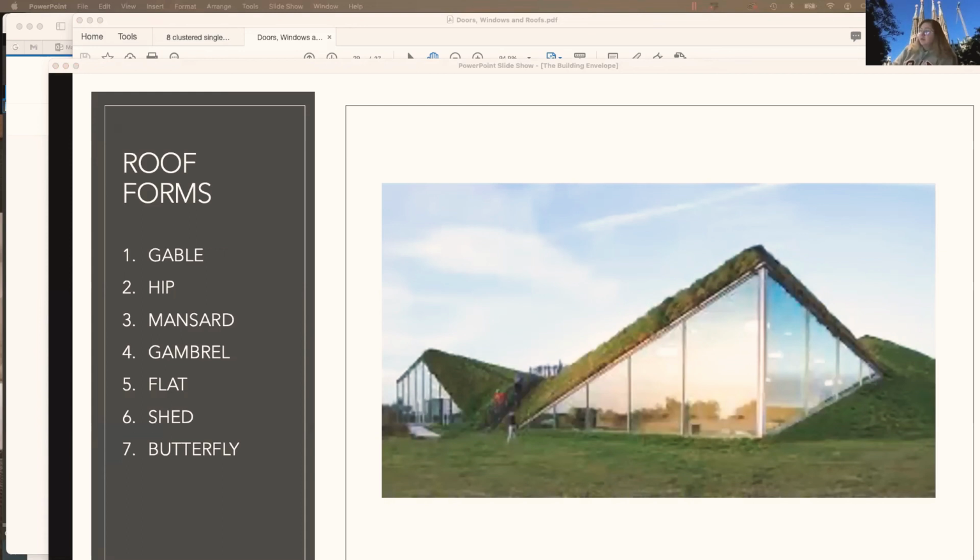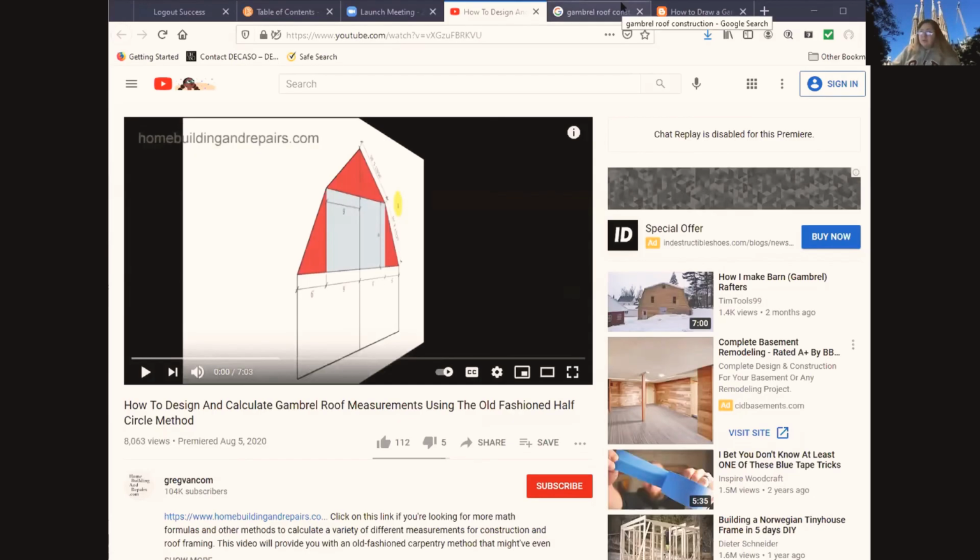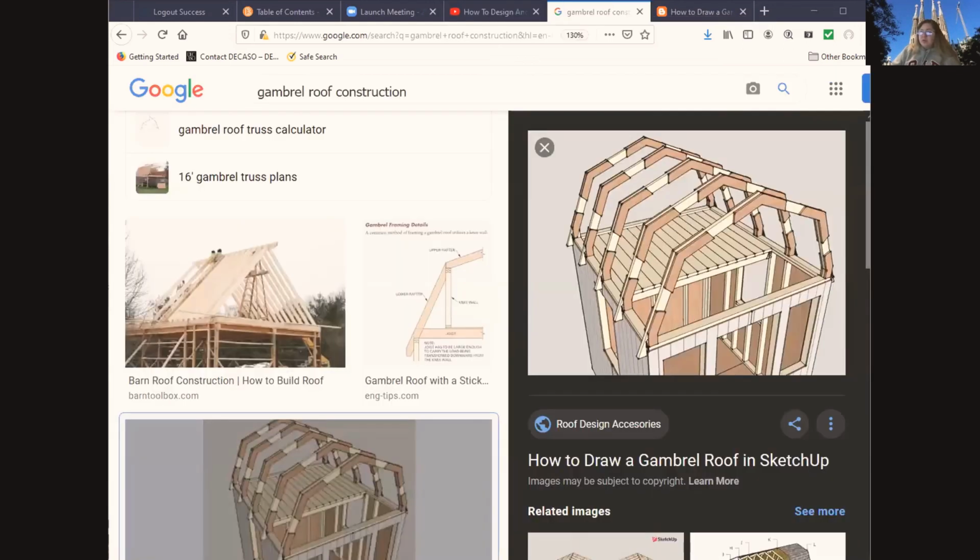Okay. So the gambrel is very similar to the mansard. It's a two-sided roof with 2 slopes on each side. It's also known as a Dutch roof. And the upper slope is positioned at a shallow angle, while the lower angle is steep. It's mostly used for barns and sheds nowadays.